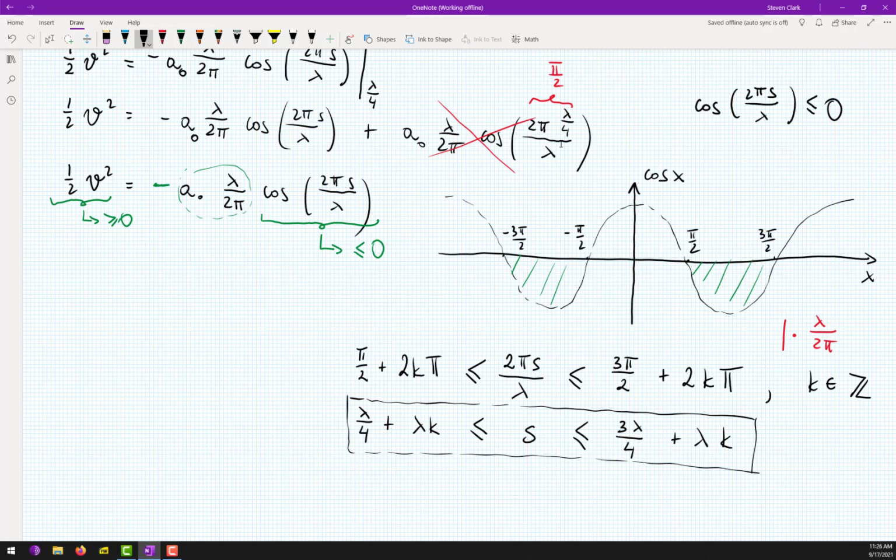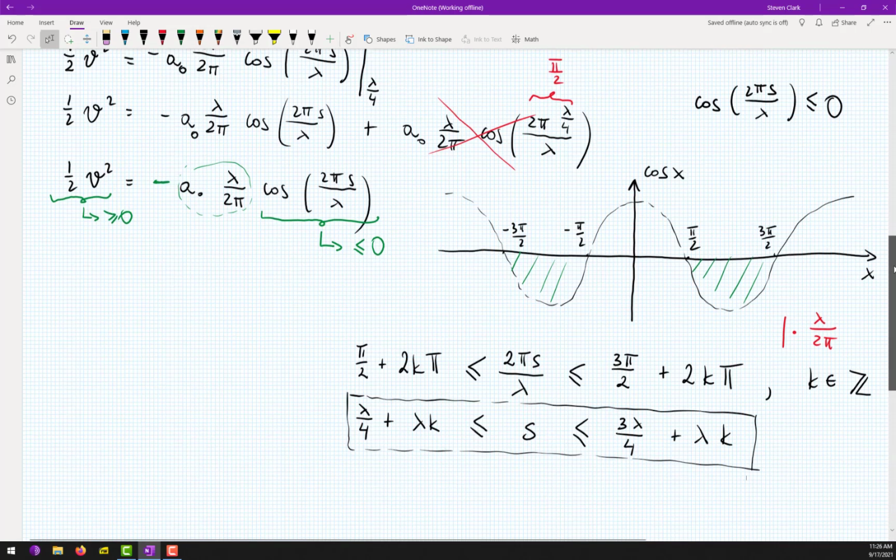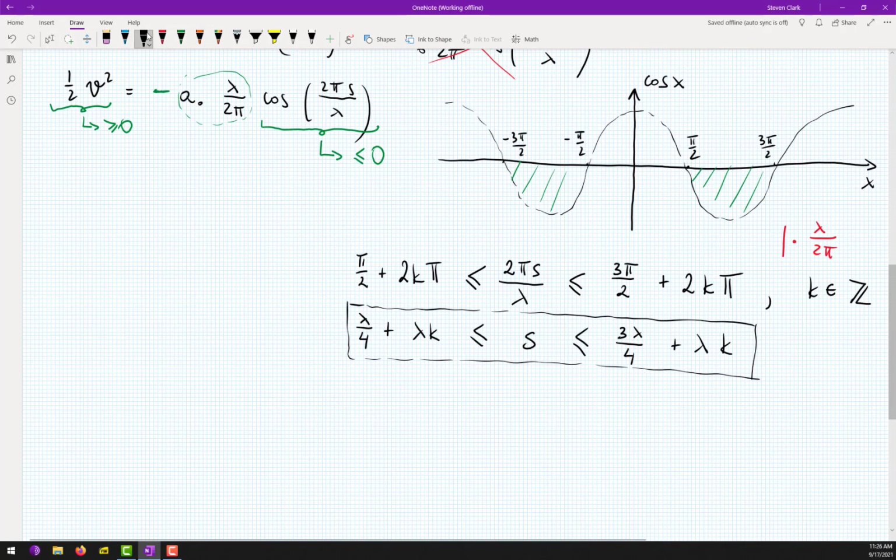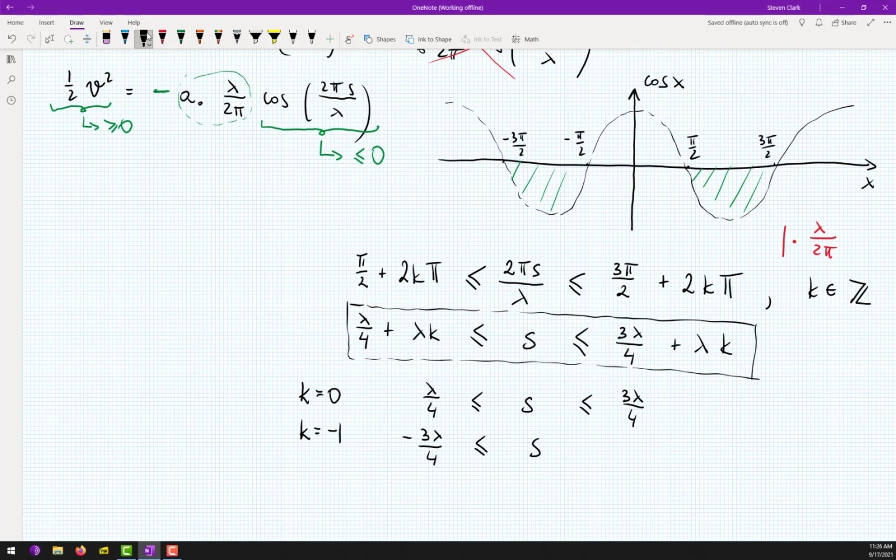And I realized that that expression makes sense only when k is equal to 0 or k is equal to -1. I will tell you why in a second, okay? I will put a drawing there. So for k equal to 0, we will have lambda divided by 4 to s to 3 lambda divided by 4, yeah? And in here we will have minus 3 lambda divided by 4 to s to minus lambda over 4, okay?